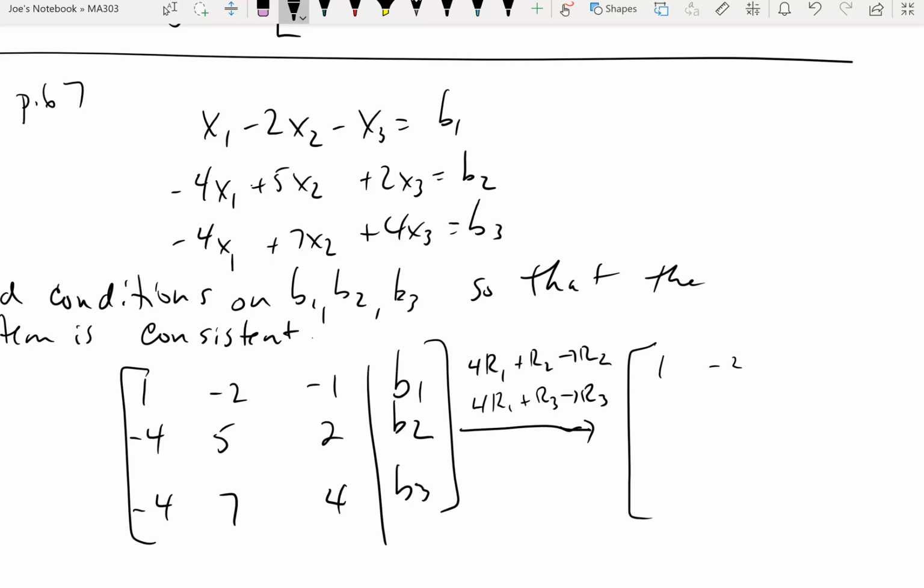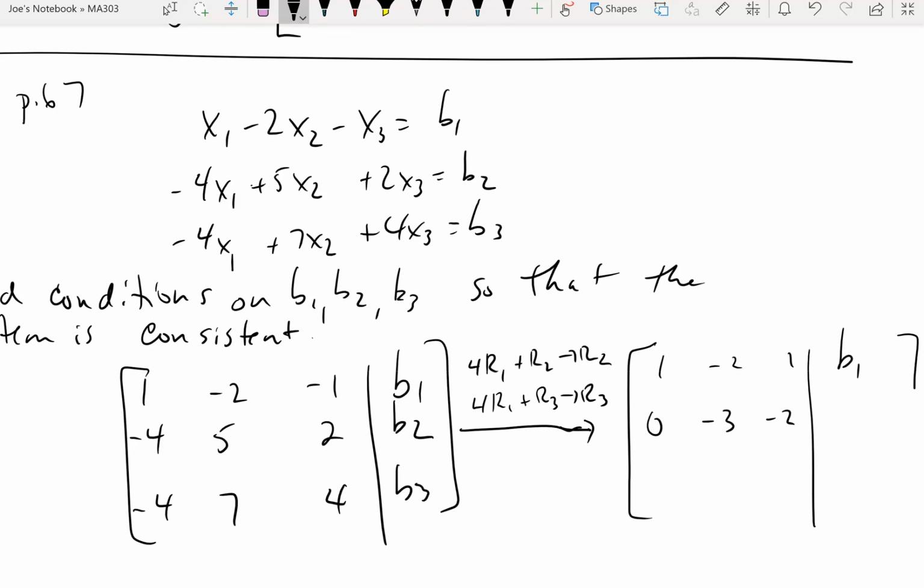Doesn't change row 1 at all, but we do change the other two. 4 times negative 2 is negative 8, plus 5 gives me negative 3. 4 times negative 1, negative 4, plus 2 is negative 2.